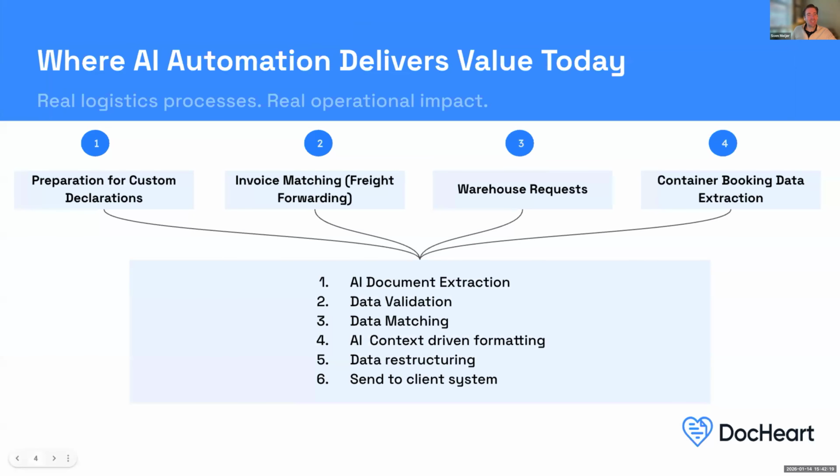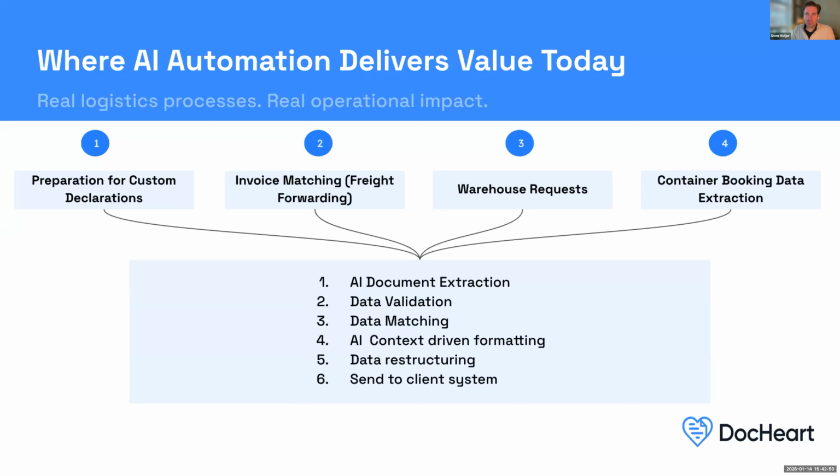What we see today are many concrete use cases where AI automation delivers real value. We currently have more than 10 use cases live with clients across Europe, UK, and Turkey, but all within logistics. The number one use case we see at this moment is the preparation for customs declarations. To be very clear, we do not automate the full customs declaration itself. We focus on the preparation phase.